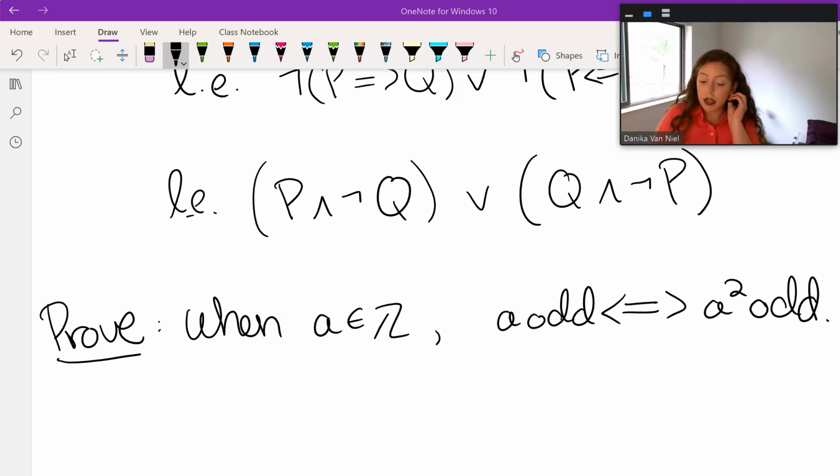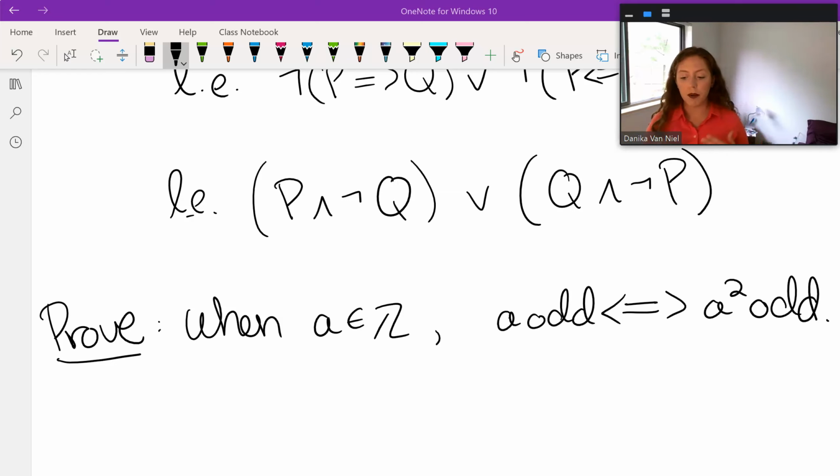Okay, so here I have an example for us. When A is an integer, then we have the statement A is odd if and only if A squared is odd. Okay? So if I want to prove that this is true, I could also prove both directions have to be true. Because remember, P if and only if Q is logically equivalent to if P then Q and if Q then P. Okay?